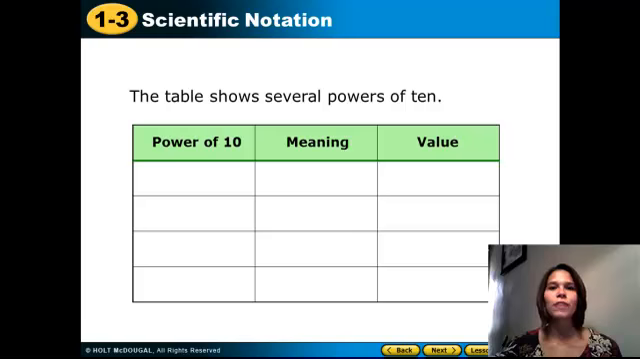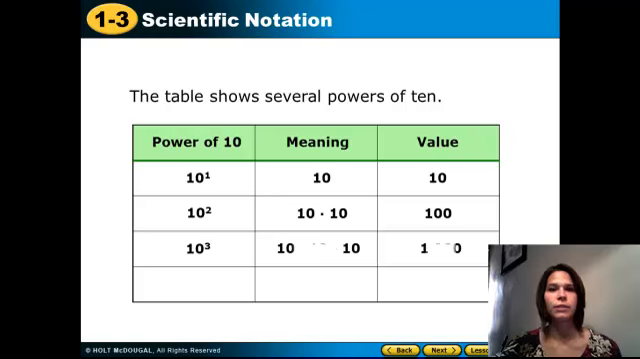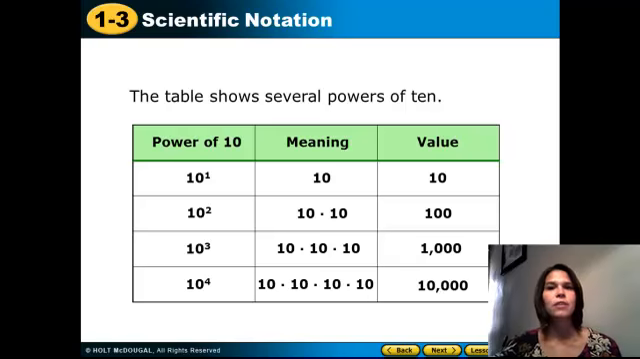The table shows several powers of 10. So if I have 10 to the first, it means that I have one 10 and the value is 10. 10 squared means I have 10 multiplied together 2 times and the value is 100. I can just count the zeros. 10 to the third power is 3 tens multiplied together and that gives me 1,000. And 10 to the fourth would be 4 tens multiplied together with a value of 10,000.